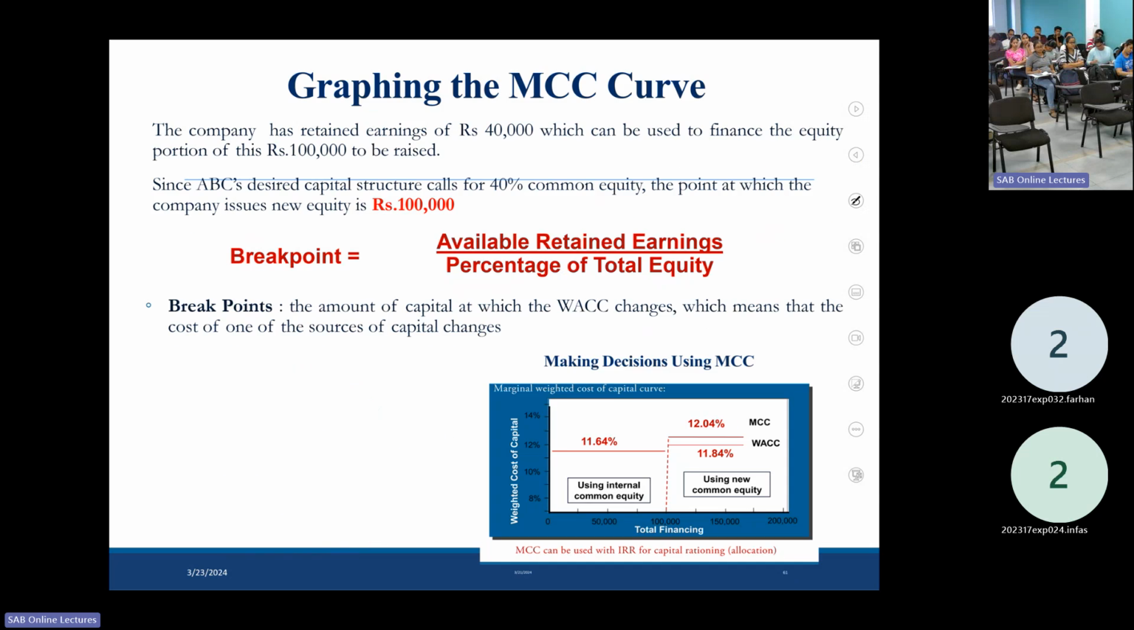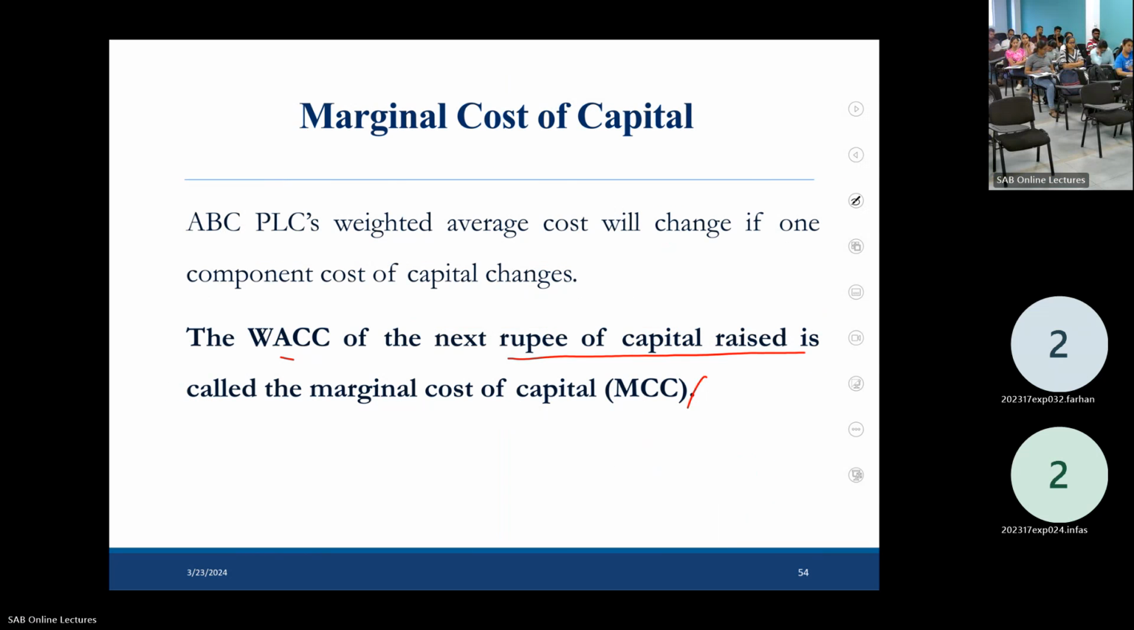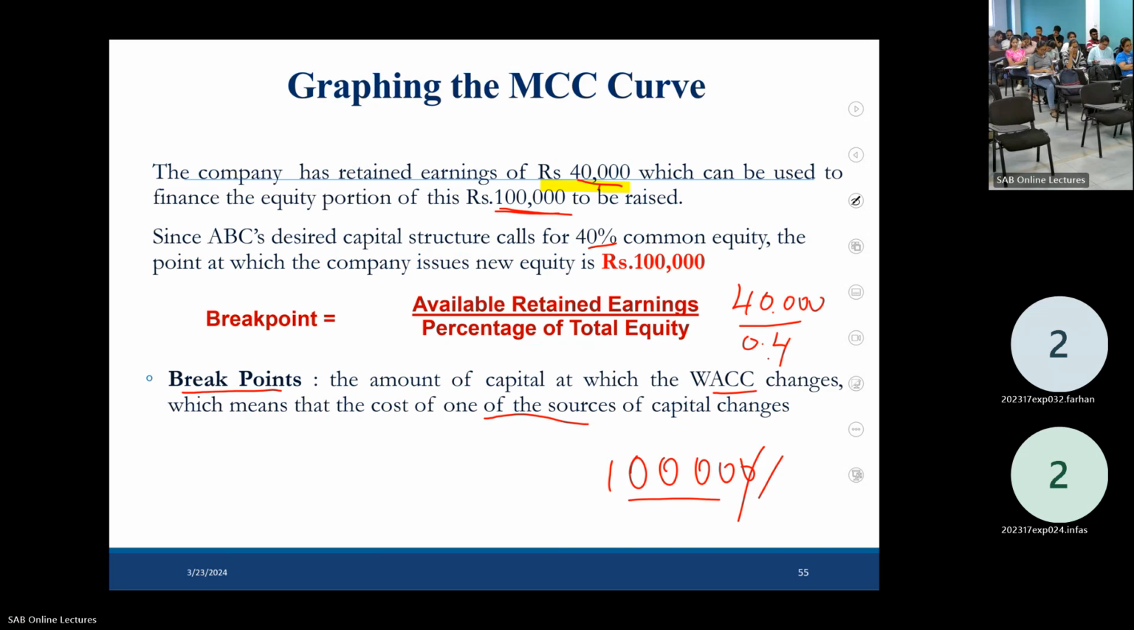If you go to the definition again, this is MCC. It is the weighted average cost of capital of the next pure capital raise. If I increase in additional capital, what is the cost? That is MCC. Right? It is the marginal cost of capital.